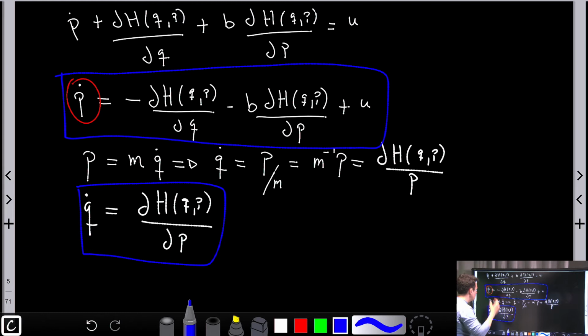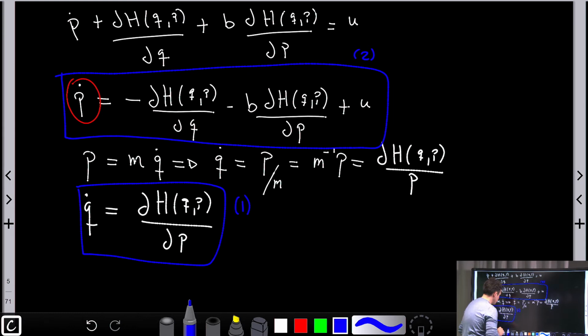Well, the next idea is to rewrite those two equations. I will put this one as the first row and the second one as the second row. I will rewrite it in a matrix representation. What is the meaning of this matrix representation?